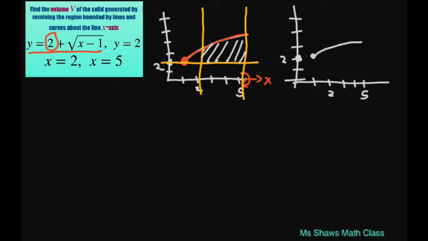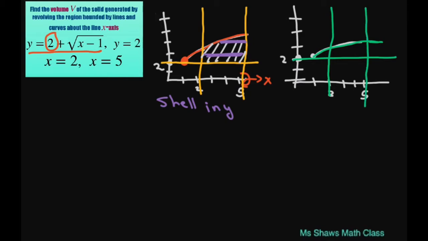Now if I do a cross section here like this, from here and then from here, this would be a shell in y. Now for this one, if I do the same thing I did before, so I have this line and this line, this is your shaded region. It's the exact same thing.